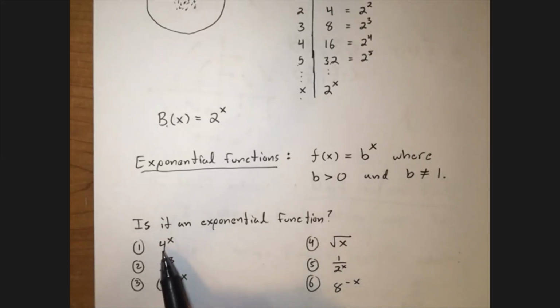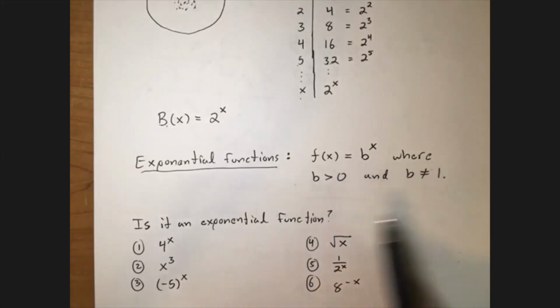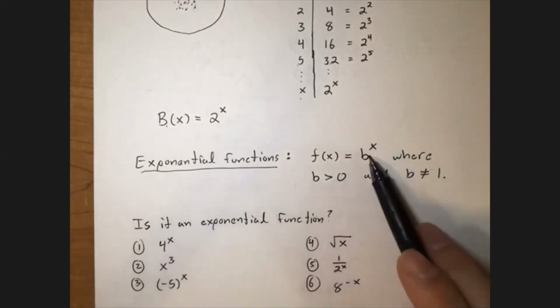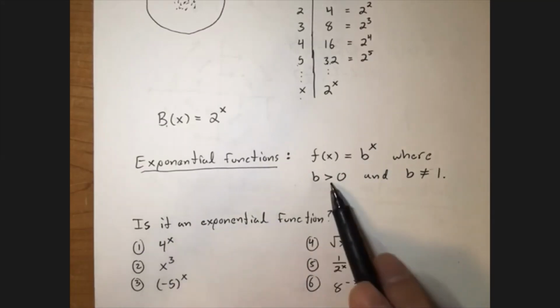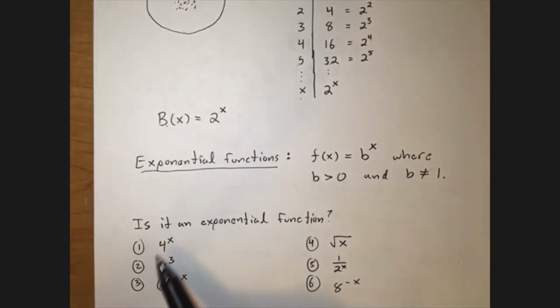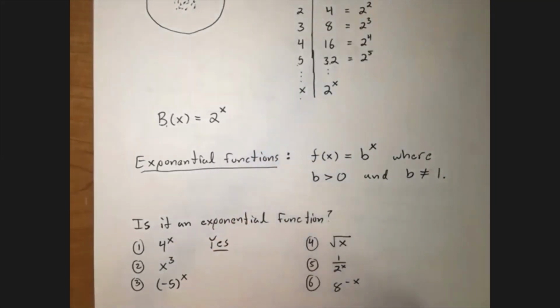Let's look at this first one here, 4 to the x. Let's see, does it match this description? Well, it's something raised to the power x, so that's good. Is that something positive? Yep, 4 is positive. Is it not equal to 1? Yep, 4 is not equal to 1, so yes. This is an exponential function.